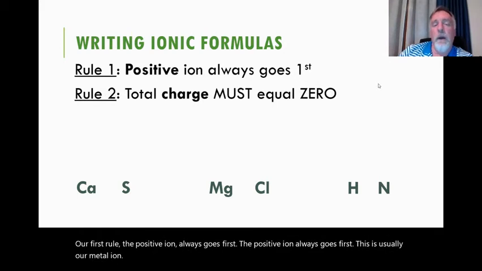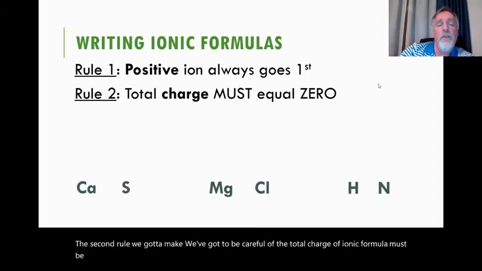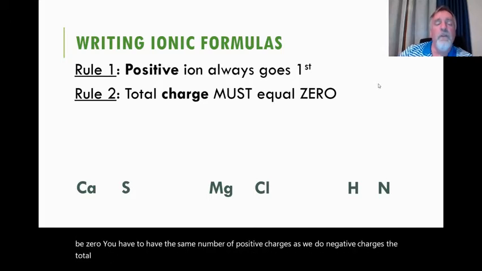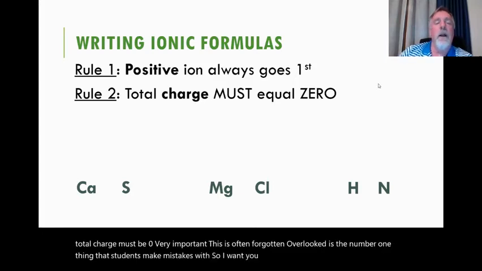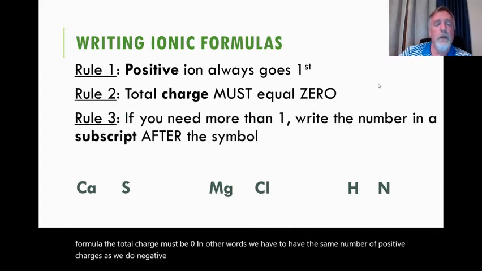The second rule we've got to be careful of: the total charge of our ionic formula must be 0. We have to have the same number of positive charges as we do negative charges. The total charge must be 0. Very important. This is often forgotten and overlooked. This is the number one thing that students make mistakes with, so I want you to really, really be careful. In that ionic formula, the total charge must be 0. In other words, we have to have the same number of positive charges as we do negative charges.